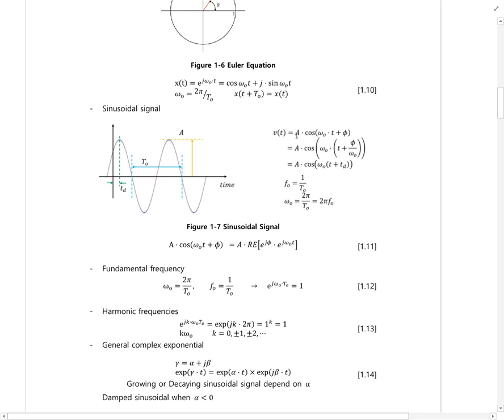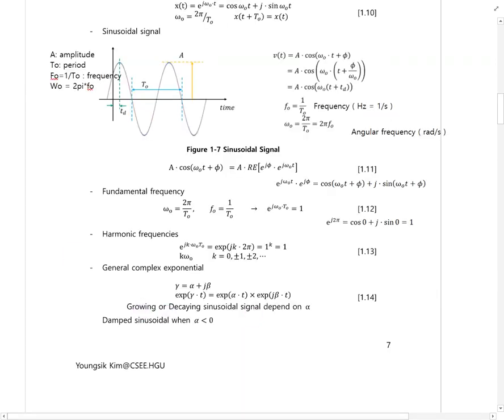Here is the signal expression. A is the amplitude of the sinusoidal signal, and omega 0 is the angular frequency, defined by 2 pi over T0, where T0 is the period of the sinusoidal signal, plus phi. Phi is the initial offset. It means at t equals 0, cosine phi is the initial phase. So the initial phase is phi, but this is in fact related to the time delay td. So we talk about the time shift. Let me give you an example.